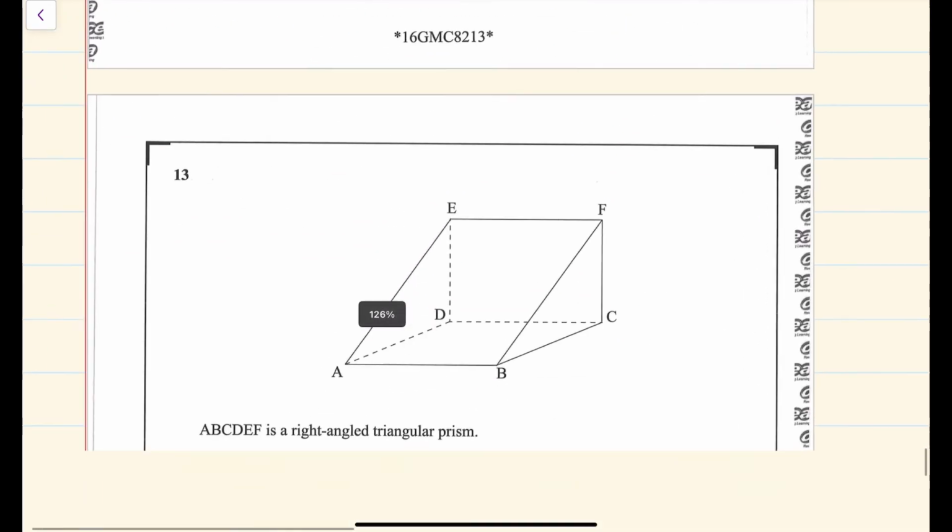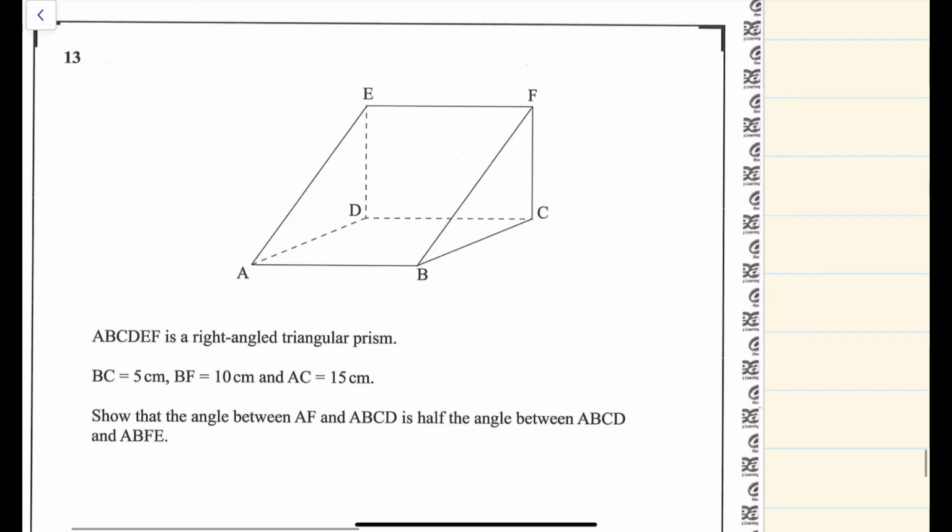Okay, next question, another favourite of mine. This is a bit of 3D trig. Okay, it says ABCDEF is a straight right angled triangular prism. BC is equal to 5. Let's just label these things on. That's going to be 5 centimeters.